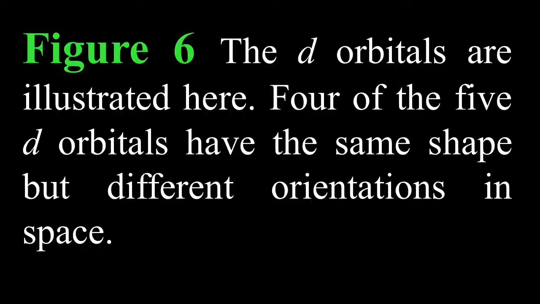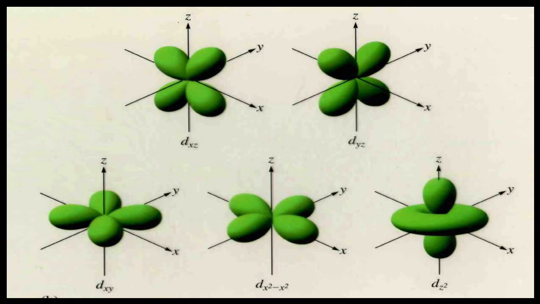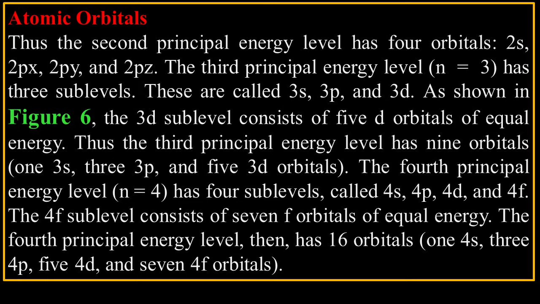Figure 6, the d orbitals are illustrated here. 4 of the 5 d orbitals have the same shape, but different orientations in space. And as we become more complex with our studies, we'll find that F, even though we don't see it in this book, is even more complicated. So those are the 5 orbitals. Look at the shape of the 5th orbital. They're kind of like 2 sets of dumbbells perpendicular to one another. Kind of weird looking, and why that 5th one would be different is very odd. Thus, the 2nd principal energy level has 4 orbitals: 2s, and then 2px, 2py, 2pz.